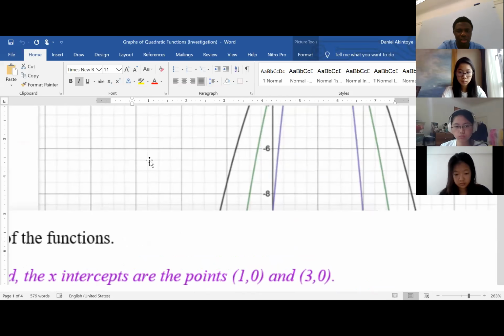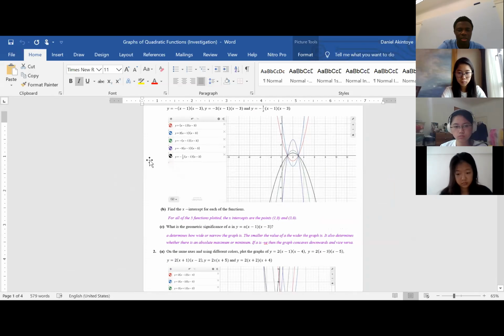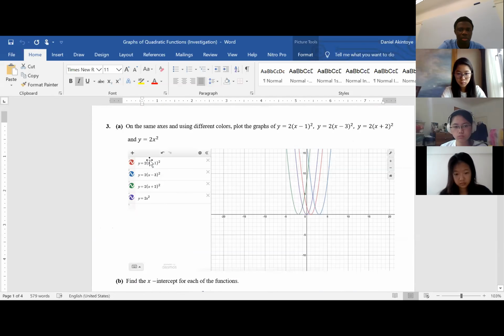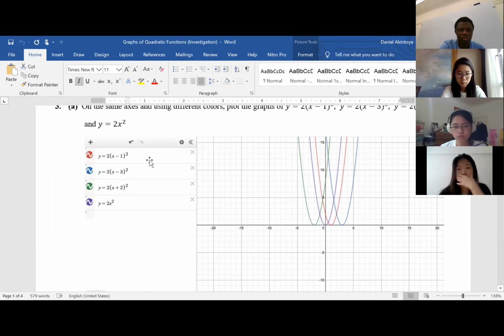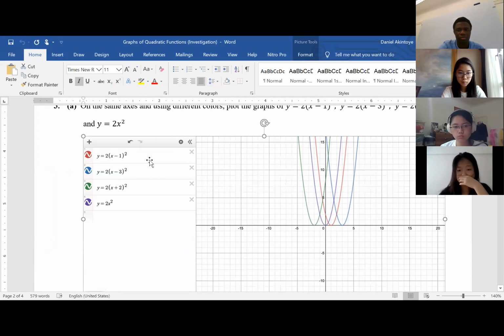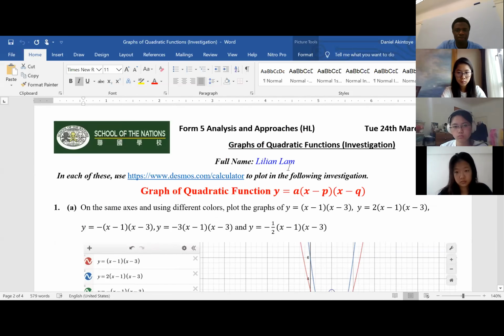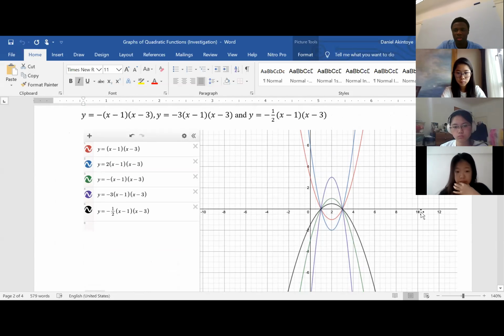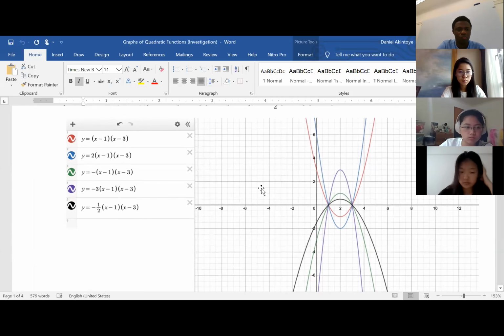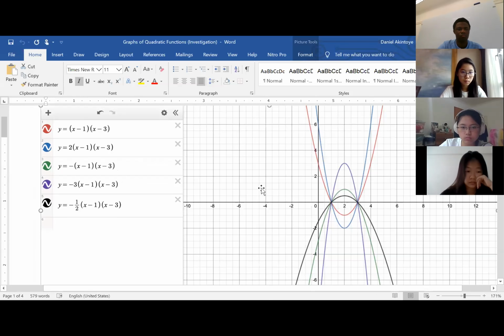If I could enlarge this. Okay. Just a sec. Okay. Is the view better now? Okay, so which is in purple. Let me see if I can enlarge it more. Okay. So look at that.